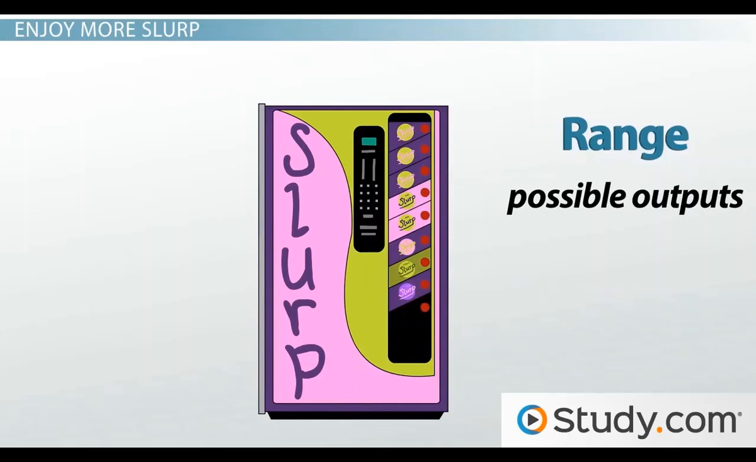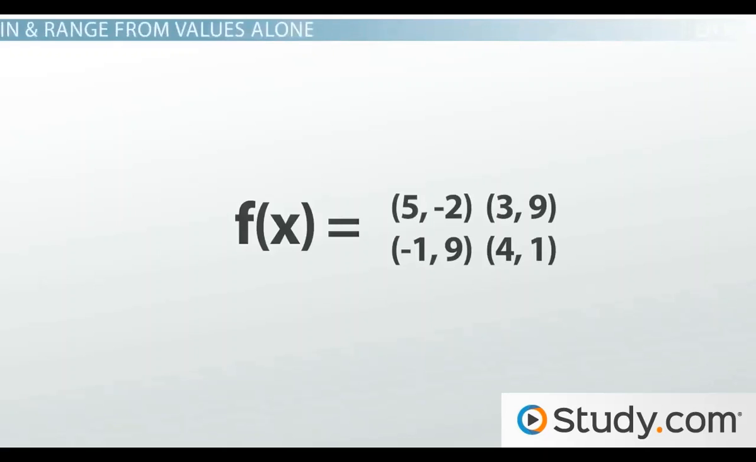Now that we've got an idea of what the domain and range are, let's go ahead and take a look at some real mathematical functions. We'll start with an easy, simple function like this one. This function doesn't have a rule. It's simply a collection of input and output values. For example, it tells you that when you input 5, you get out -2. Or when you plug in 4, you get 1.